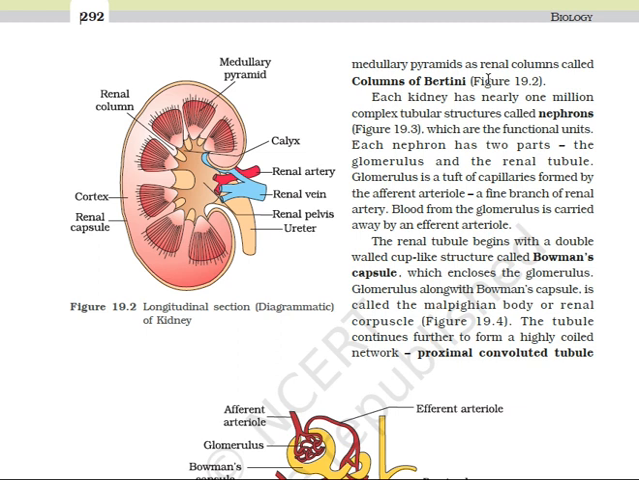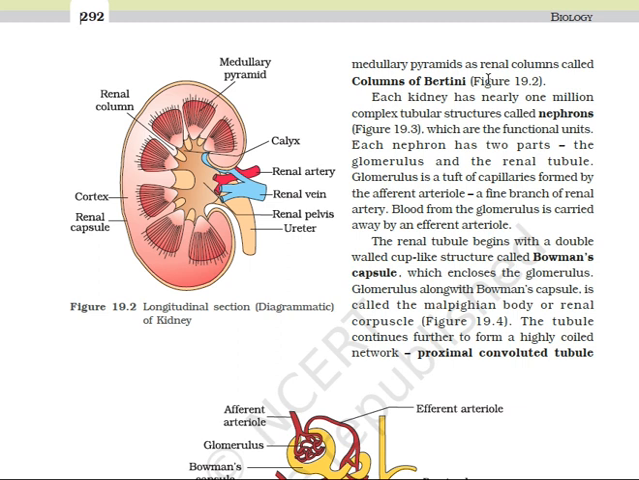Here you can see on the screen the longitudinal section of the kidney. Here you can see the presence of medullary pyramids and the renal columns which I told you. So I am repeating, the cortex extends onto medullary pyramids as the renal column, and these columns are called the columns of Bertini. Then you can see in the figure the medullary pyramids, the renal artery red in color, the renal vein blue in color, the renal pelvis, the cavity, and the ureter.